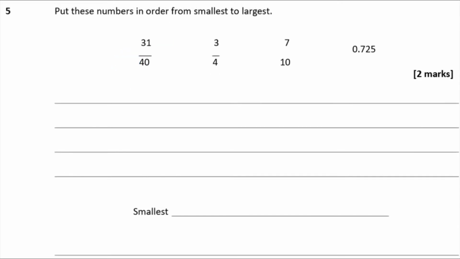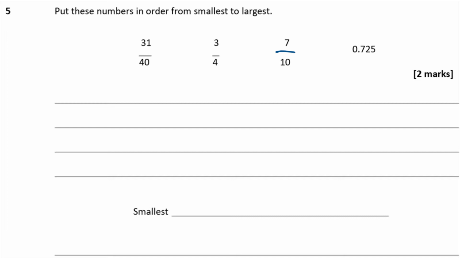Question 5. Put these numbers in order from smallest to largest. Now, we've got a bit of a mixed bag of things here. We've got 3 fractions and then we've got a decimal number on the end. Now when you've got things written in different forms like this, they're really difficult to compare. So the first step is to get them all into a similar type of number. So we could convert them all into fractions with the same denominator, so we could make them all into 40ths, or maybe hundredths, or we could turn them all into decimals.